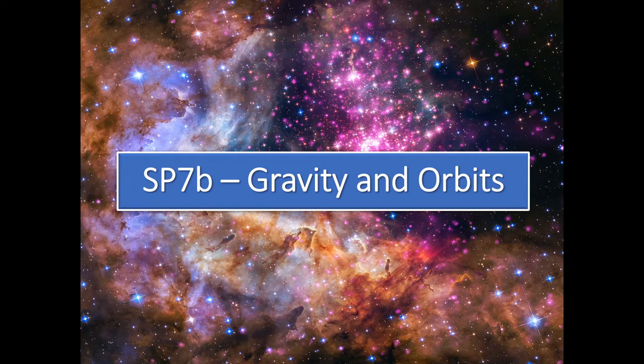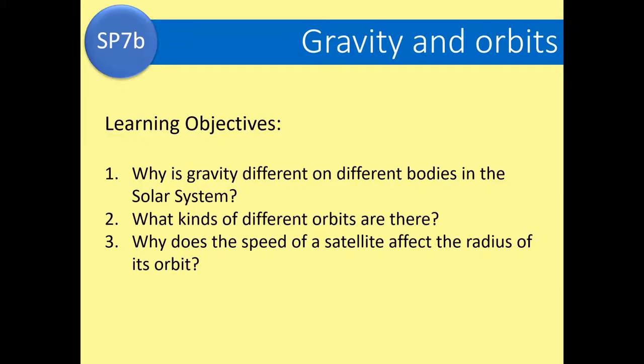This is a video tutorial for SP7b, Gravity and Orbits. This topic is for triple students only. Now in today's video we're going to look at why gravity is different on different bodies of the solar system.